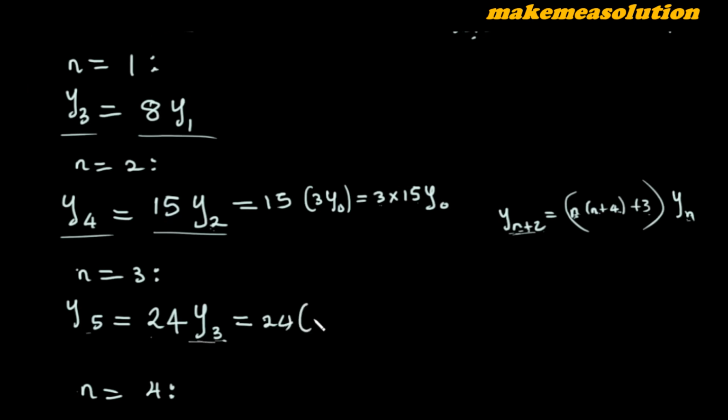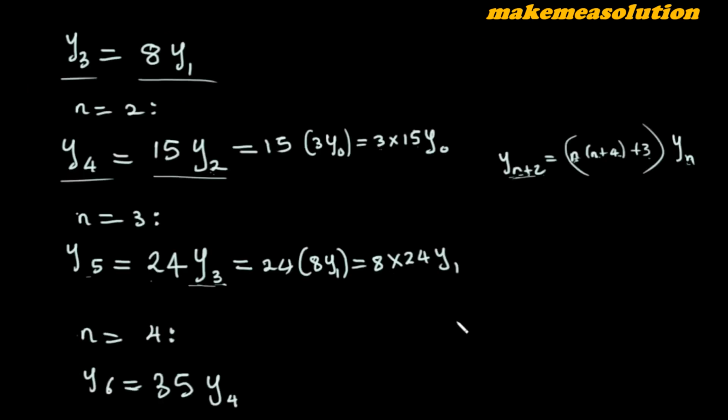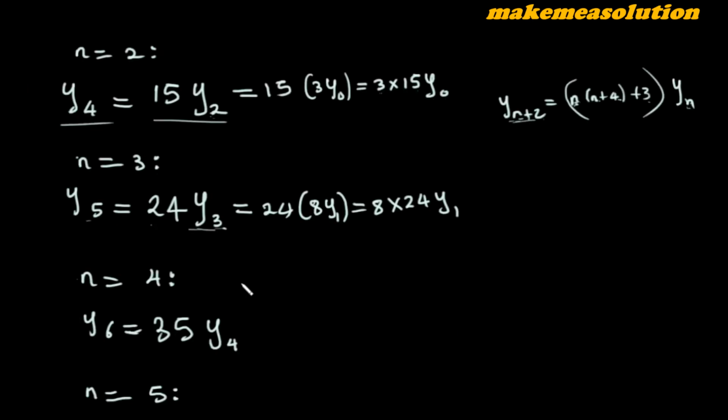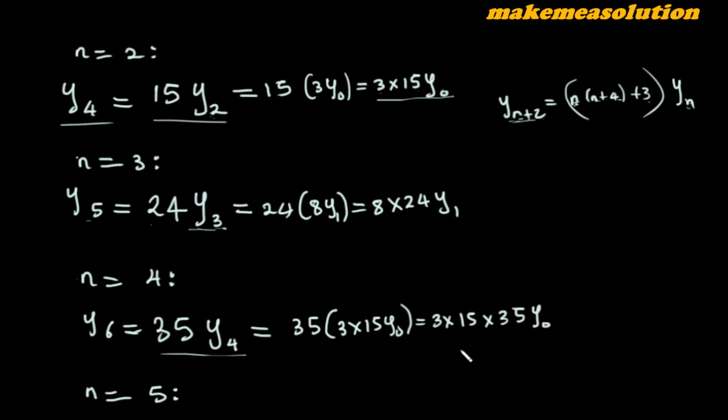Instead of y3, I'm going to write 8y1, and this will be 8 times 24 y1. Okay, so thankfully we don't have negative signs in this one, so we're good. So y6 expressed in terms of y4, and y4 has already been solved to this. So you have 35, then 3 times 15 y0, which evaluates to 3 times 15 times 35 y0.